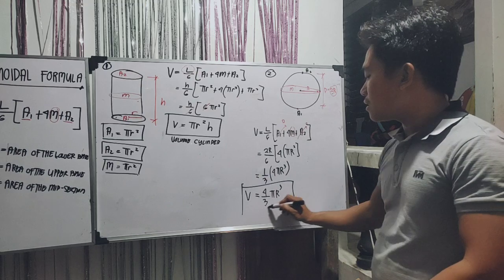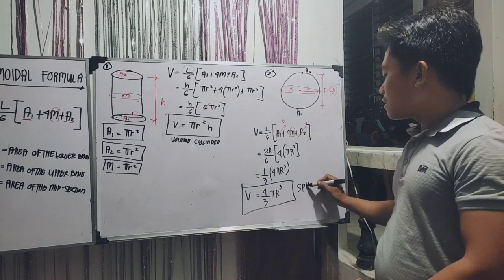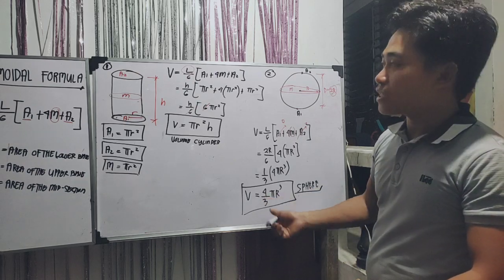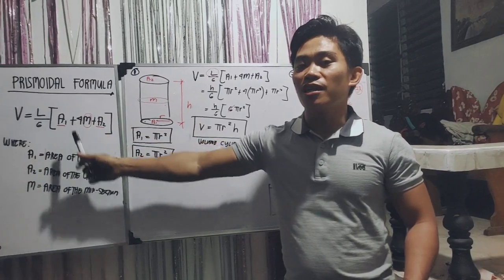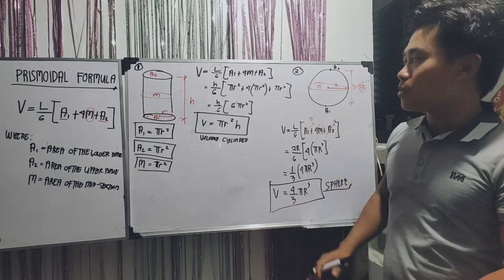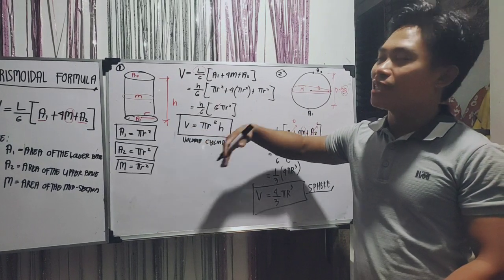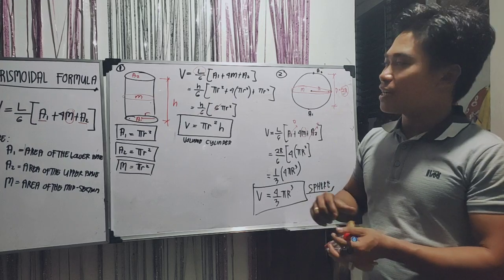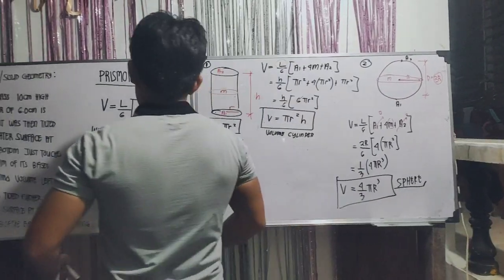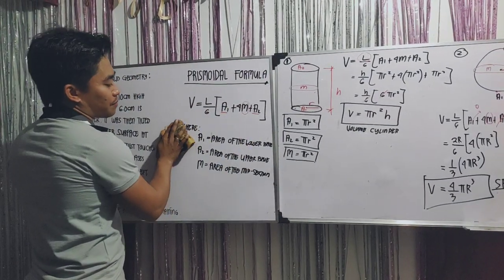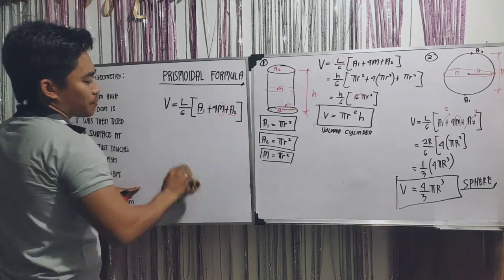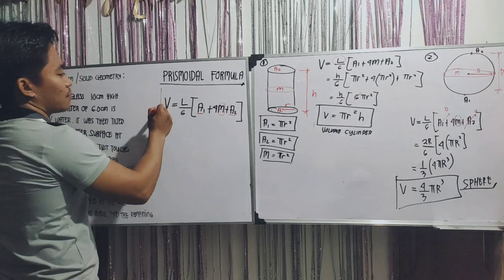Or simply, this is the volume of the sphere. Okay? So, in short, dinerive natin yung volume ng sphere gamit ang Prismoidal Formula. So, accept na rin to. Volume of the sphere is just 4/3 pi r cubed. Volume of the cylinder is just pi r squared times height. Now, ano pa? So, let's say, again, I have another solid. This is number 2. I'll just erase this one. Now, box ko na. Okay.